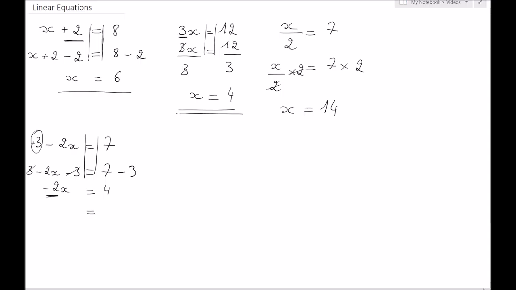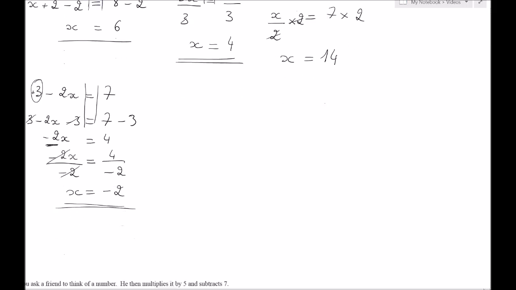So how do I get rid of minus 2 times? Well, I'm going to divide by minus 2. I don't care if it's negative, I just divide by it, it's fine. And I'm going to have to divide by minus 2 here as well. Minus 2x divided by minus 2 will give you x. And 4 divided by minus 2 will give you minus 2 or negative 2 again. So again, you have the answer to your equation.